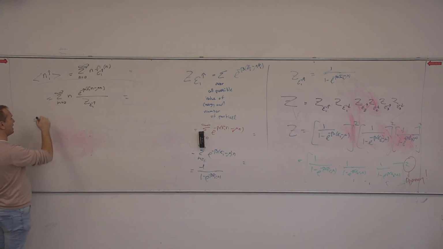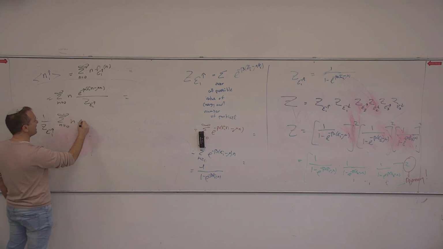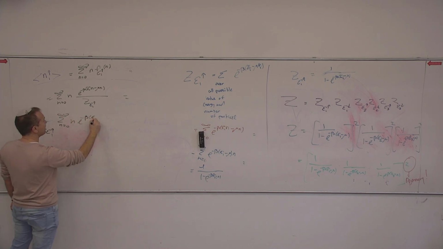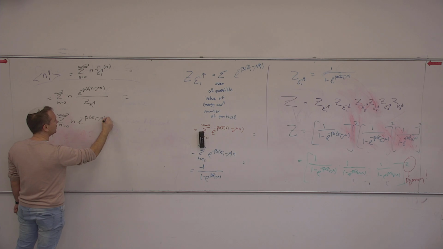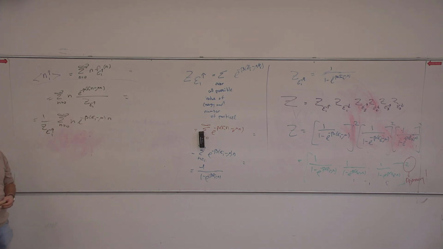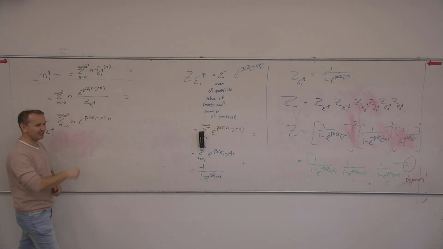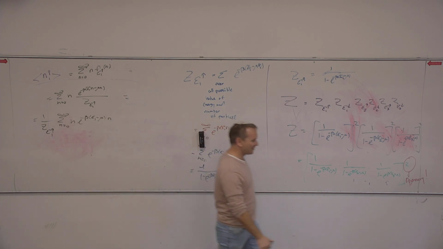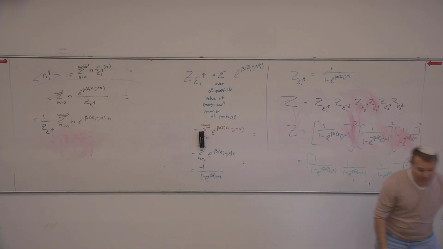Let's take this guy out. I have 1 over z epsilon 1 up, the summation n goes from 0 to infinity and e to the power minus beta epsilon 1 minus mu n. It's the differential trick. A trick of whom? Feynman trick. Yes, this is a Feynman trick.